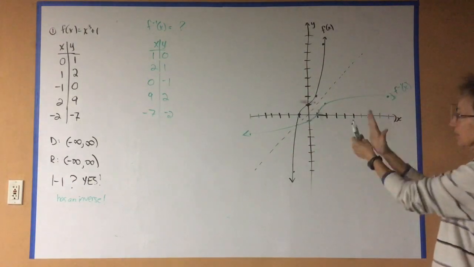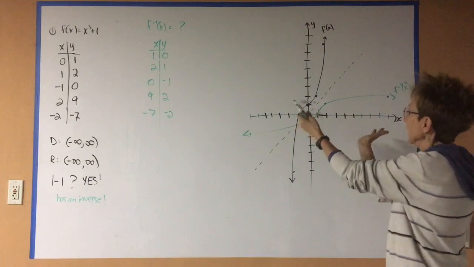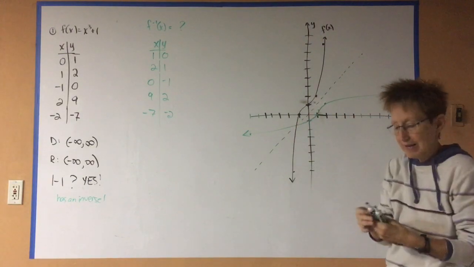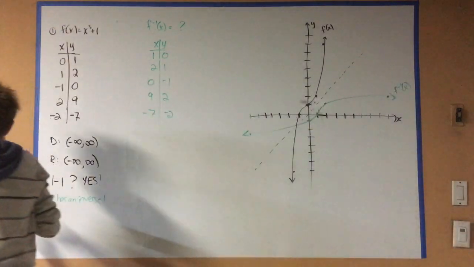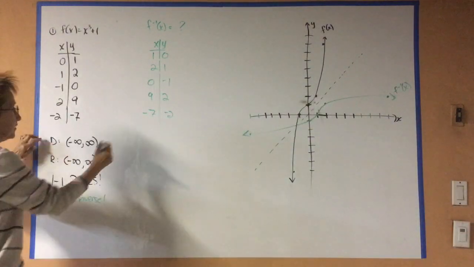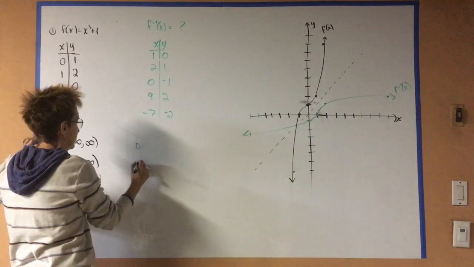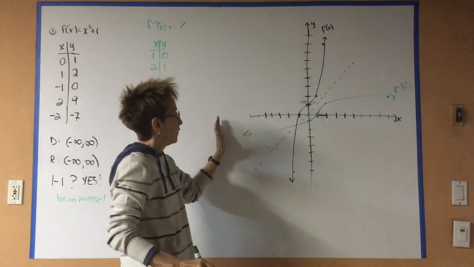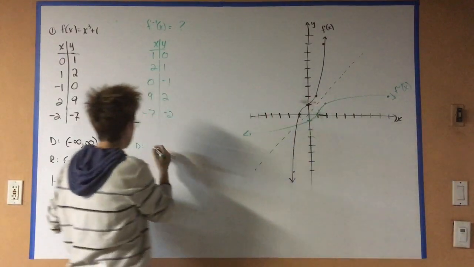I can see that symmetry, pretty graph, I like this one. If you fold it on y equals x, everything overlaps, the green and the black. I can talk about domain and range here. So the green function, f inverse, domain, negative infinity to positive infinity.